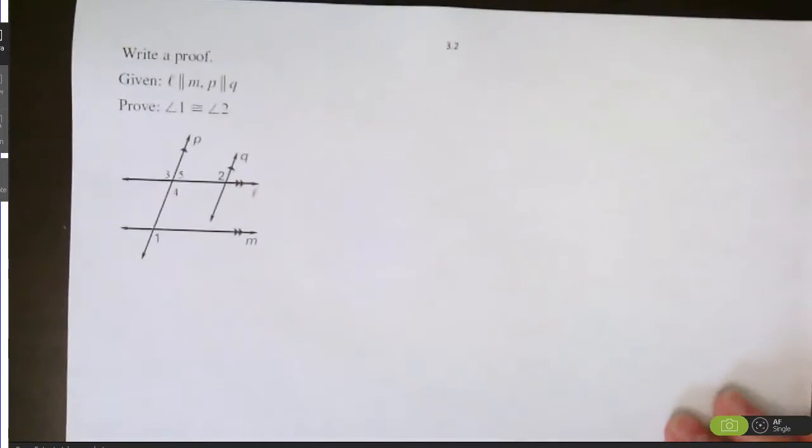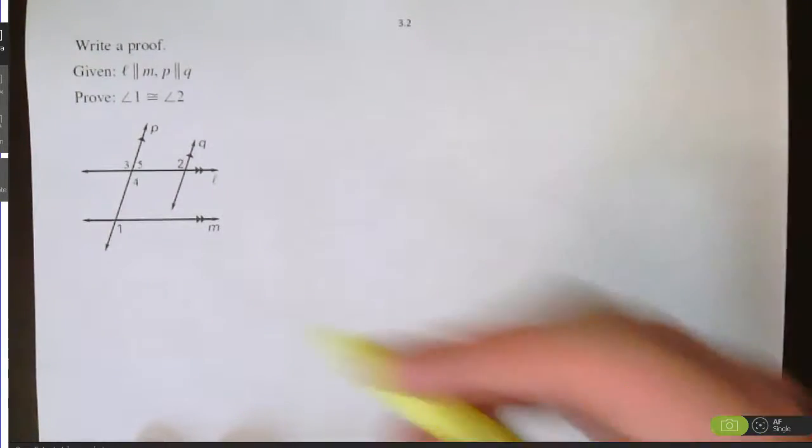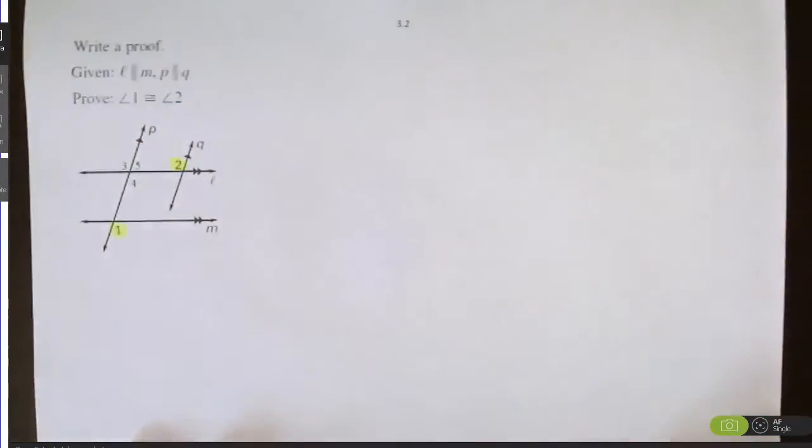Okay. And last but not least for this section, last thing, one proof. The thing with these proofs is they all come down to basically finding a pair of congruent angles. So we have to go through a whole mess of stuff to get there. What it helps to do for these, especially if you have the ability to do this, is highlight the ones you're trying to prove congruent. I'm trying to prove angle 1 and angle 2 are congruent.